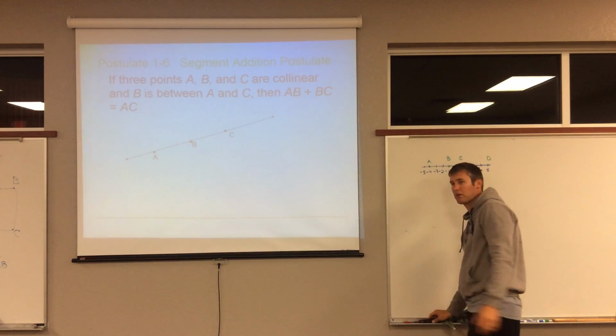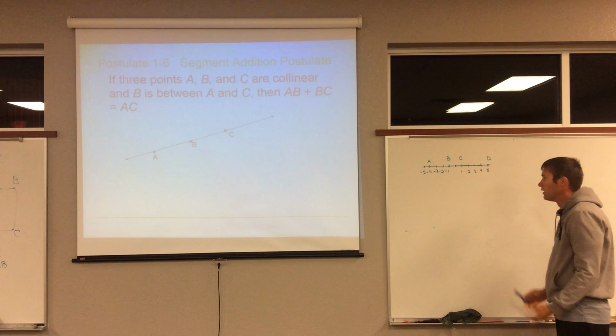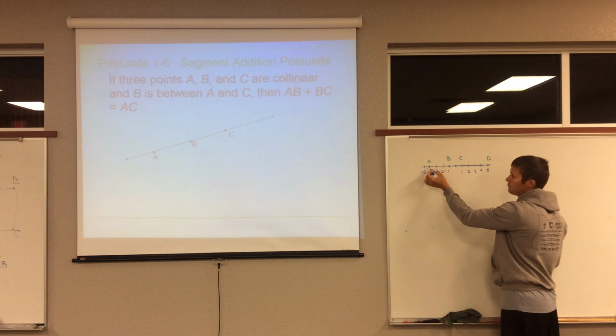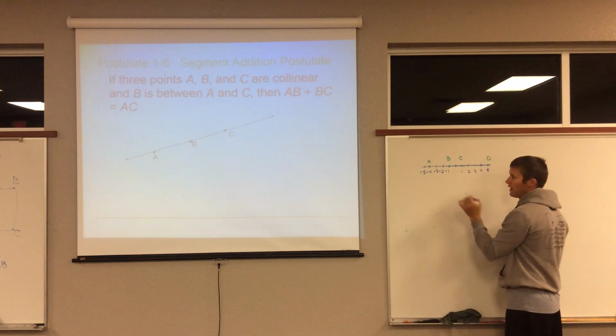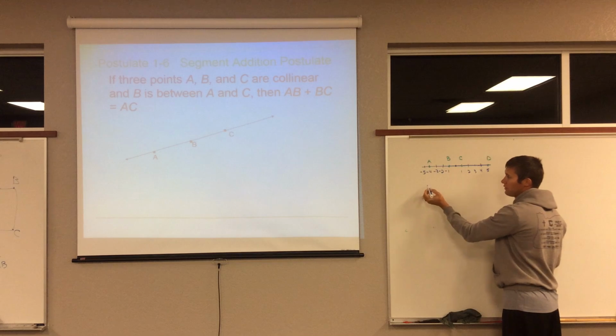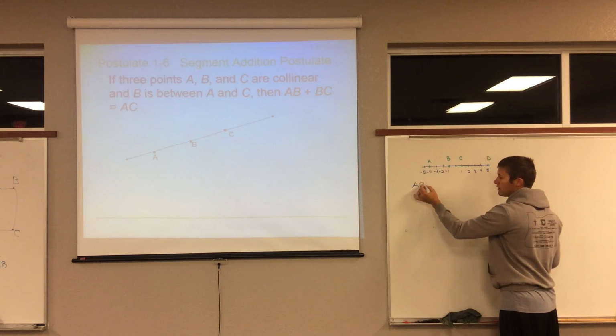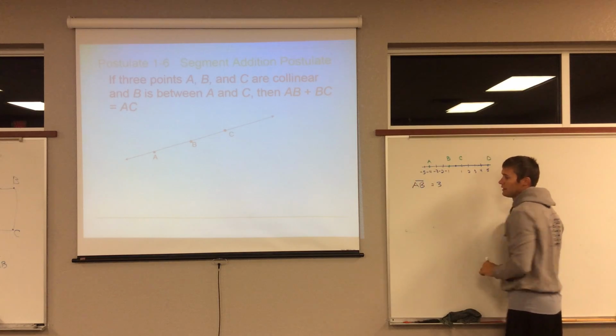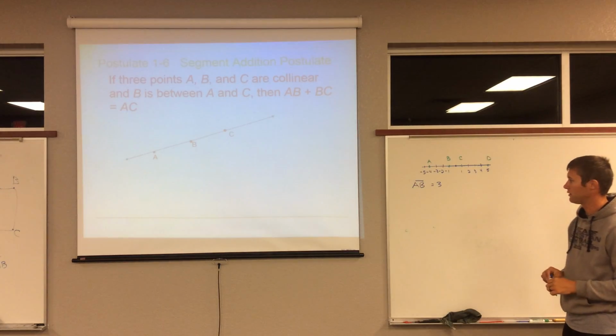For example, we come over here. Here's our example. So first of all, the absolute value. How far apart is B to A? Well, you can just count 1, 2, 3, it's 3 units. So AB is equal to 3 units. That's the distance. It's a line segment, so it's 3 units.